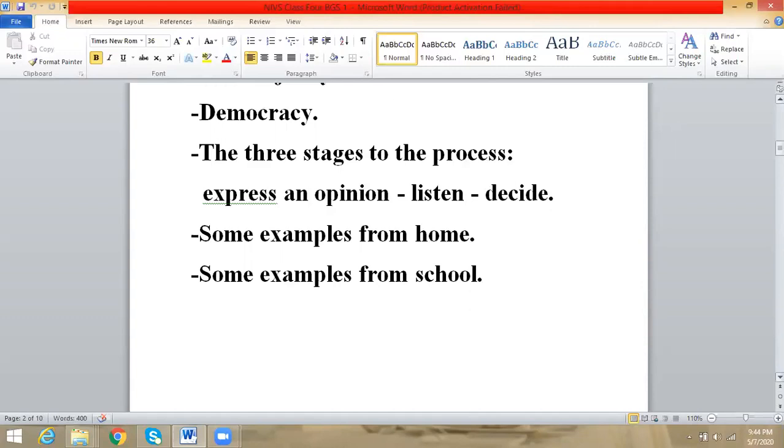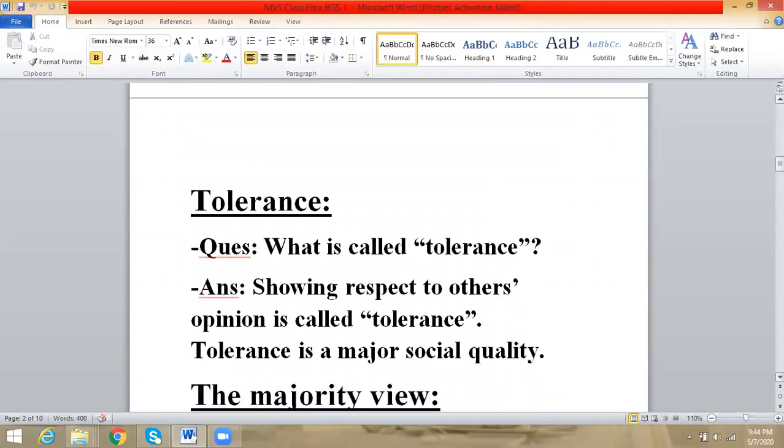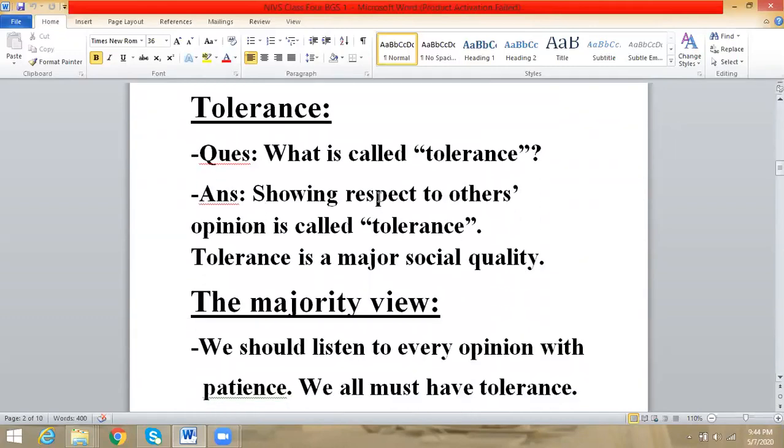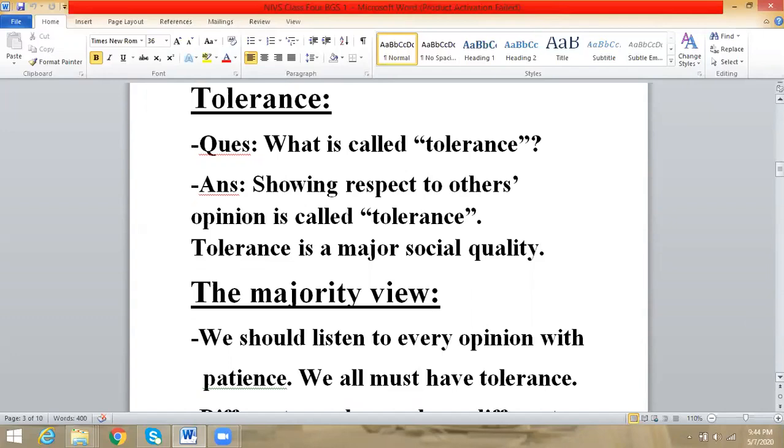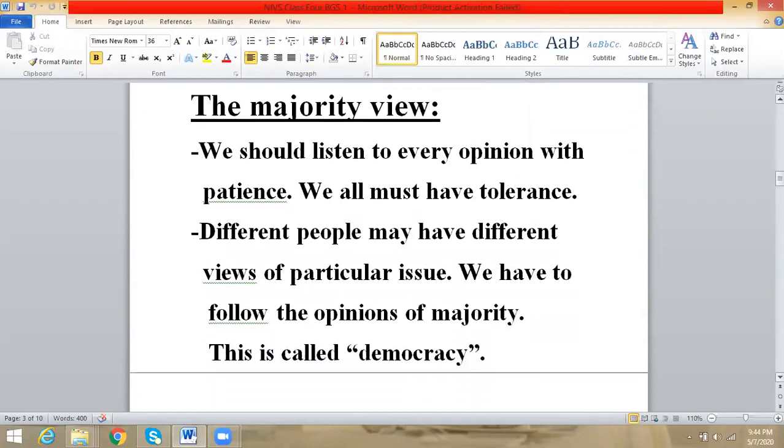At first I will go to the definition of tolerance. What is called tolerance? Showing respect to others' opinions is called tolerance. Tolerance is a major social quality. So this is tolerance. Now I will go to the majority view.